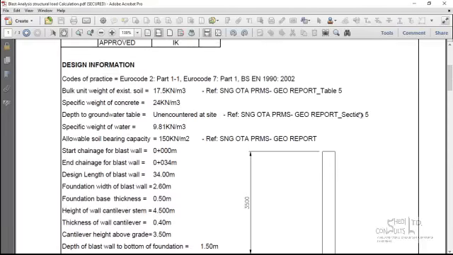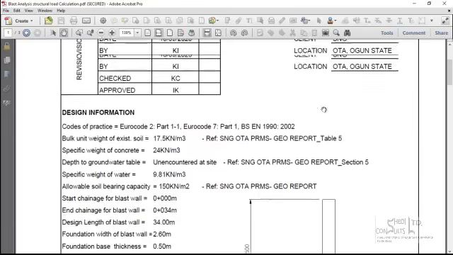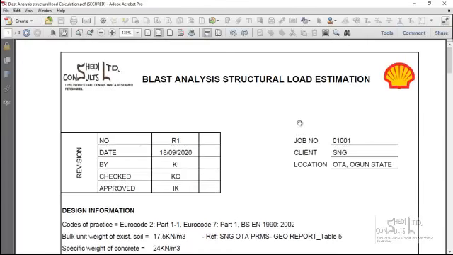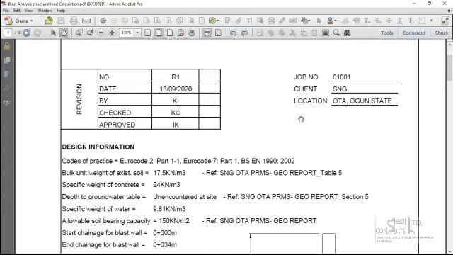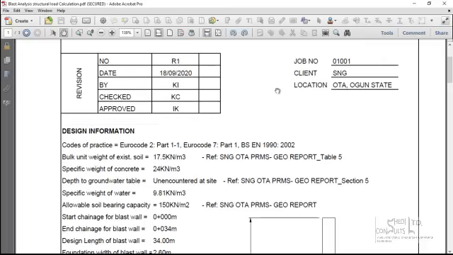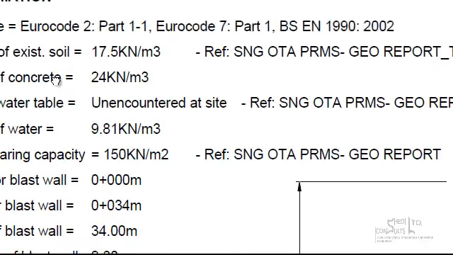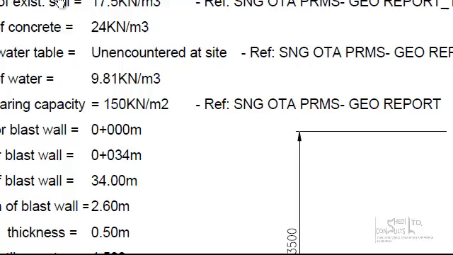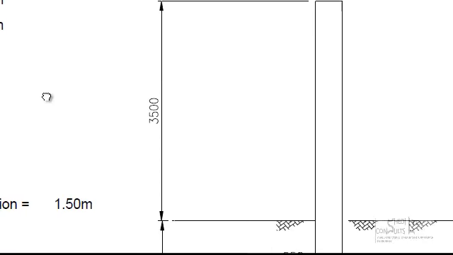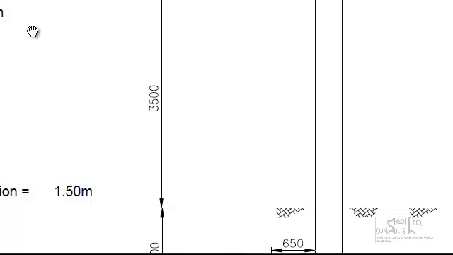Okay, Jamie, so let me go through the total analysis. This is the load calculation file. I'll go through it quickly so that you understand how the design and the calculation were done. So, like I said earlier on, it was done to BS, Eurocode 2 Part 1.1, Eurocode 7, and then EN 1990.